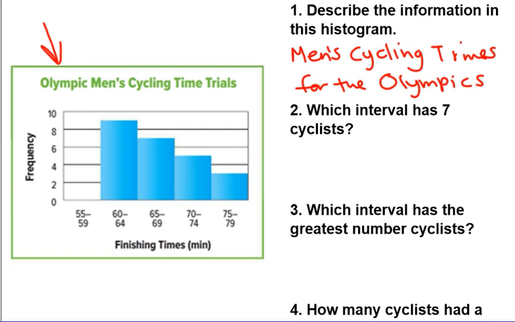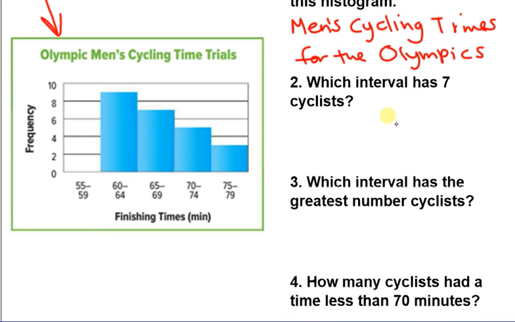The second question is a little bit more complicated. Which interval, remember intervals are at the bottom, has 7 cyclists? So take a look. This one has 0. This one has 9. This one has 7, this one has 5, and this one has 3. So which interval is it? 65 to 69.